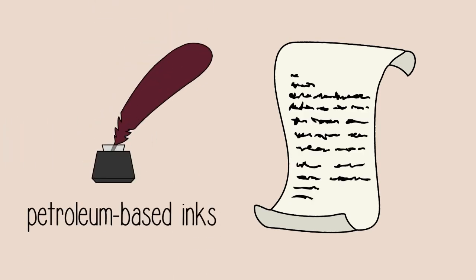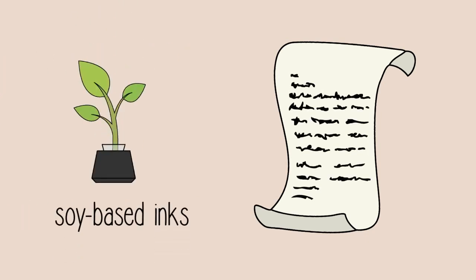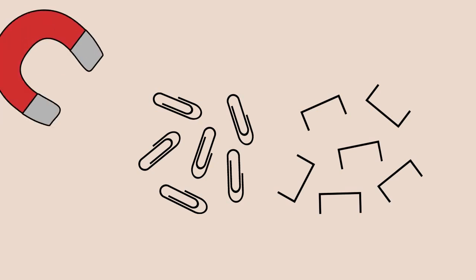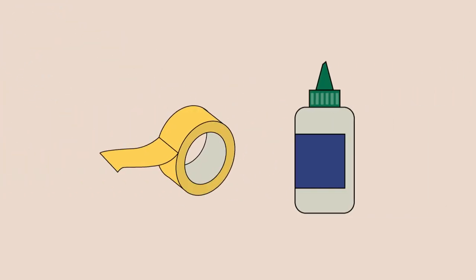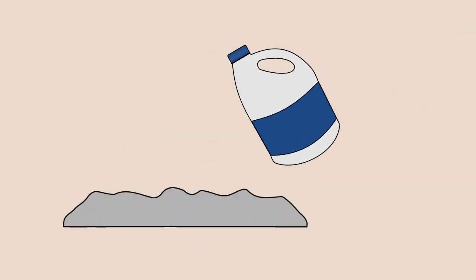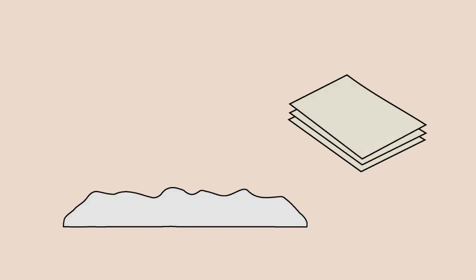Most inks are petroleum-based inks, which are derived from crude oil products and can be difficult to remove. Currently in development are soy-based inks, which are derived from a renewable resource and make it easier for the paper to be de-inked. Metal parts, such as staples and paper clips, need to be removed with a magnet, and glues are removed with a chemical wash. Bleach is sometimes added to whiten the slurry, and therefore the resulting paper product will be brighter.